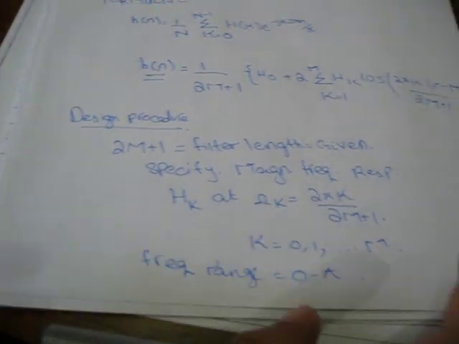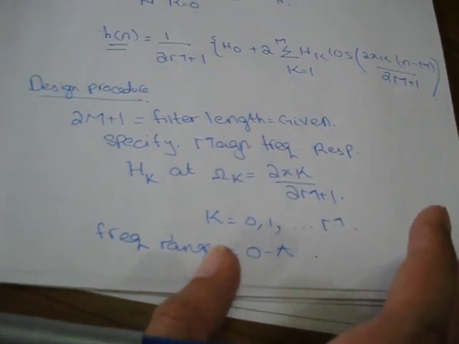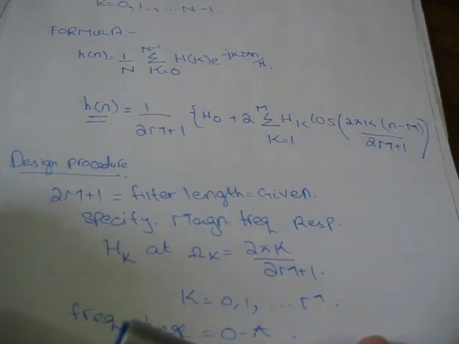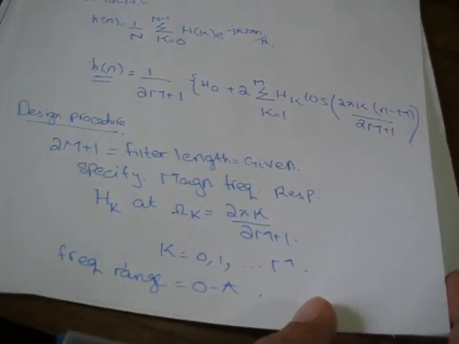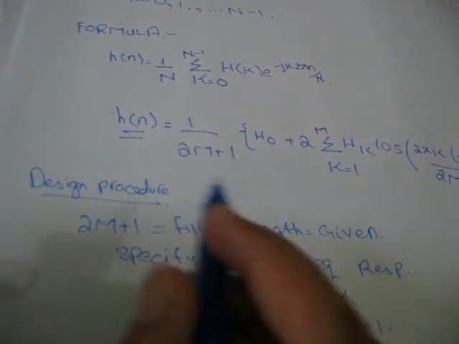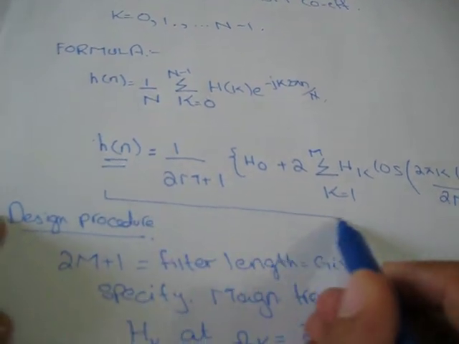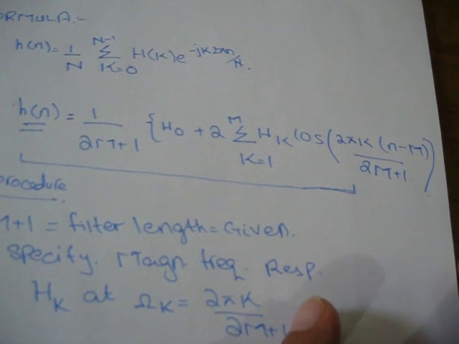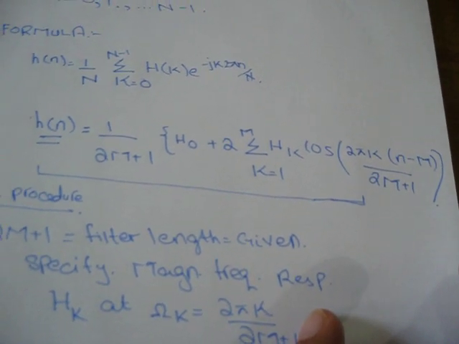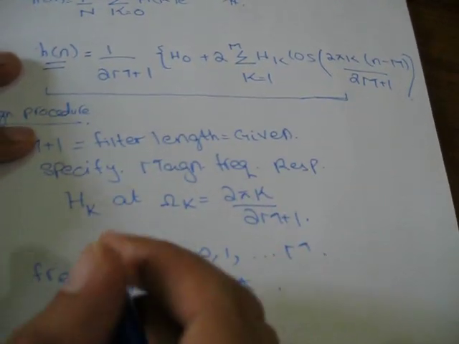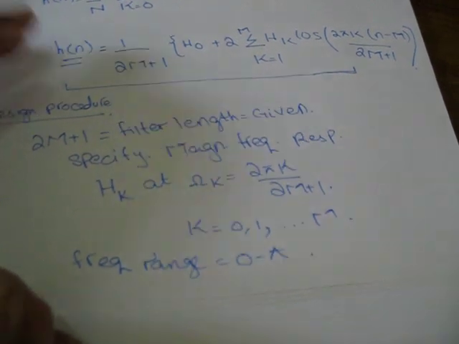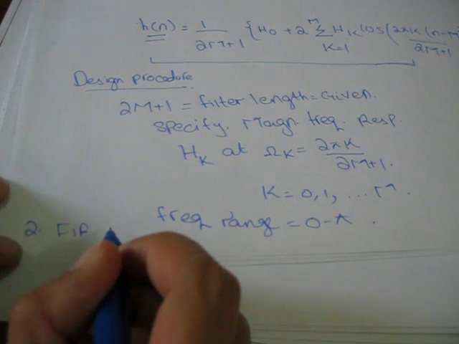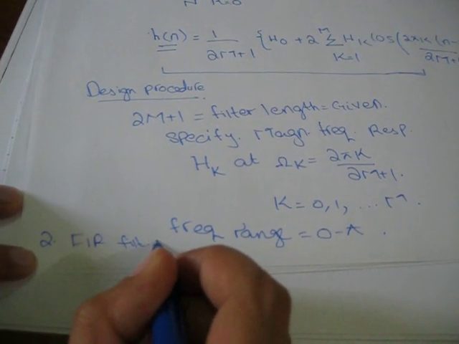In the next step, we have to calculate the filter coefficients, FIR filter coefficients, by using which formula? By using this formula, the simplified version. By using this formula, we can calculate the FIR filter coefficients in the next step. So step number 2 is to calculate FIR filter coefficients.